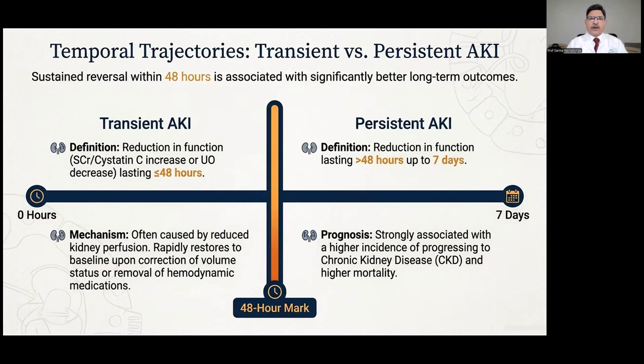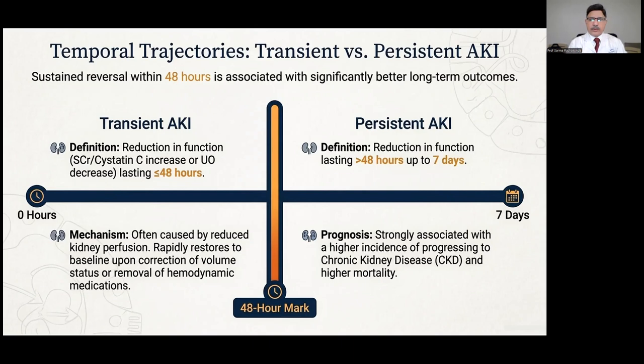Okay, what is the mechanism for transient? Often caused by reduced kidney perfusion, rapidly restores to baseline upon correction of the volume status and removal of the hemodynamic medication. And then persistent AKI is strongly associated with a higher incidence of progressing to chronic kidney disease and high mortality. 0 to 7 days, that is the timeline. The 48-hour mark is the cutoff. If the renal failure is progressing beyond 48 hours, then you call it persistent. Otherwise, you call it transient.